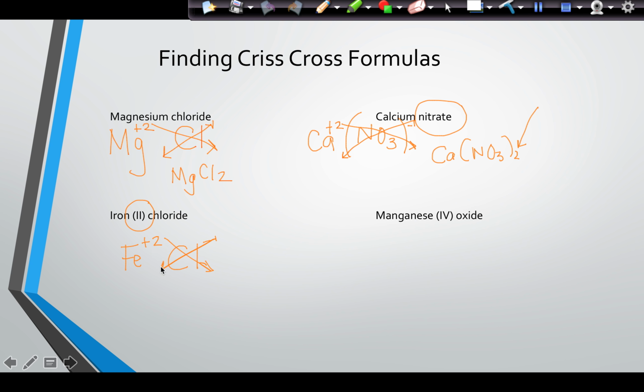When you have a number in parentheses, they are giving you the charge of the first element. So iron 2 means iron with a +2. Manganese 4 means manganese with a +4. Remember, if the two numbers can be reduced before we crisscross, we do that. So we'd get MnO2 there.